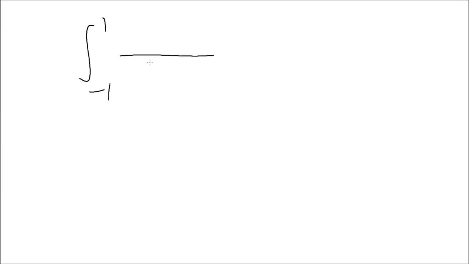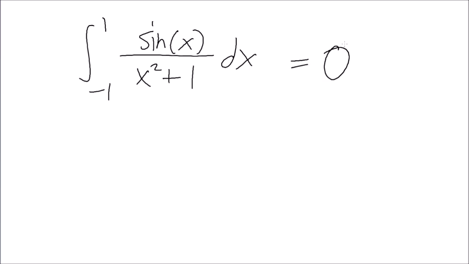Next, we have the integral of x squared plus 1 dx times sine of x. All right, what do we do now? It equals 0. It's an odd function. It's symmetry.